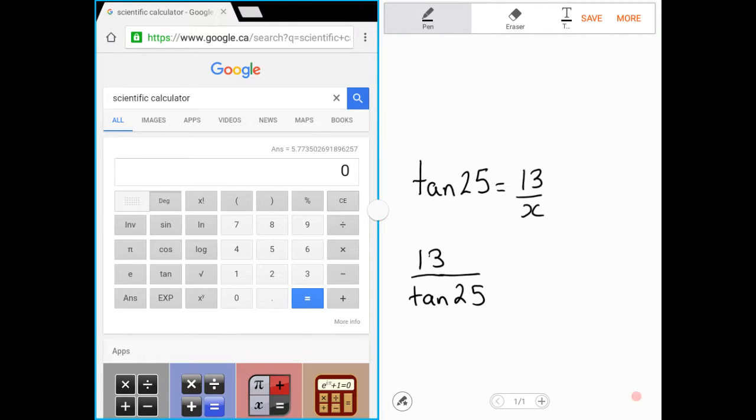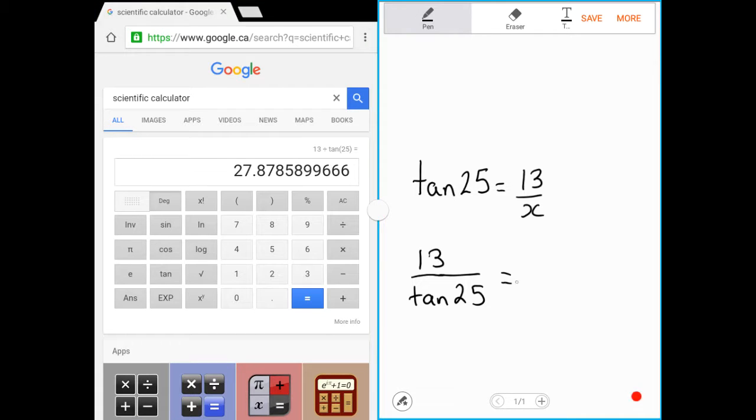So I'll jump back over to the left-hand side. You'll notice that I'm still in degrees. You would simply go 13 divided by, hit the tan button, 25, and a close bracket. Hit enter. Your missing value in this case, or the x, is 27.87 or 88. Doesn't really matter with the rounding there.